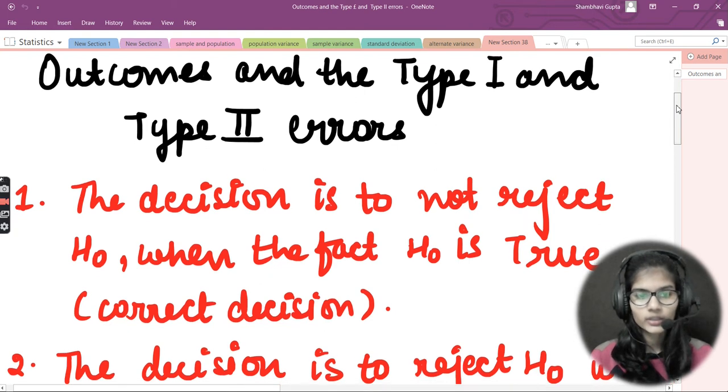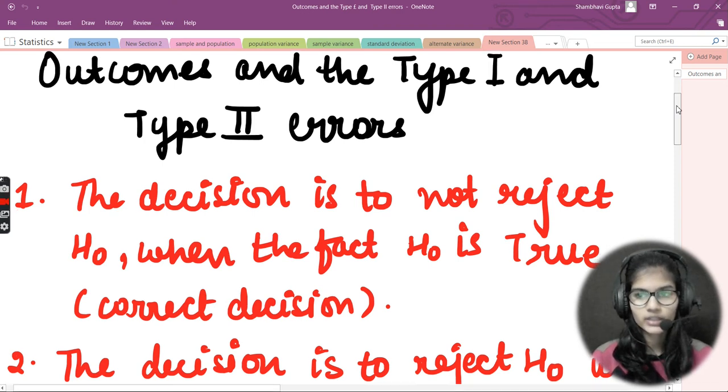So today we are going to see some more things regarding the type 1 and the type 2 errors, and other than that we are going to see some examples related to the type 1 and the type 2 errors. Right, so let me just brief you on what we had done in the previous video so that you can correlate with today's video, right?